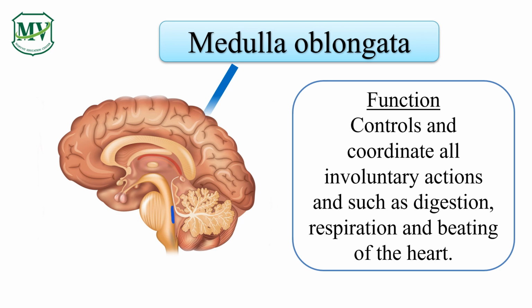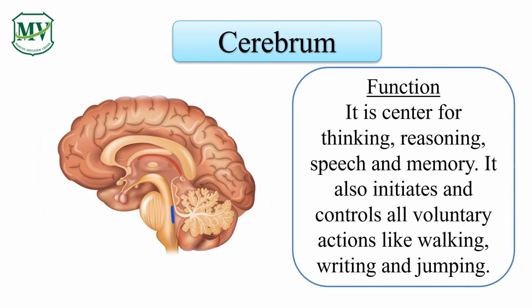The medulla oblongata. What is the medulla oblongata? Fantastic. It functions to control and coordinate all involuntary actions such as digestion, respiration, and beating of the heart. What parts of the brain have we learned so far? Terrific. We have learned about the thalamus, the hypothalamus, and the medulla oblongata.